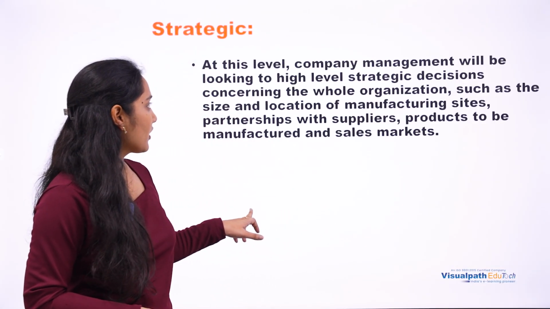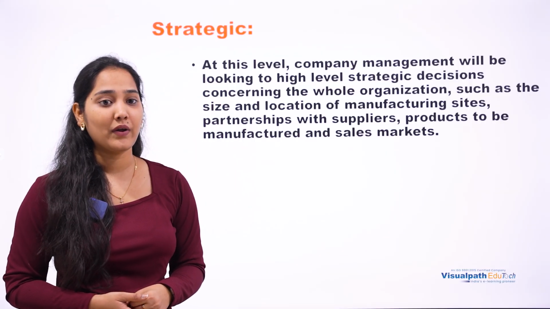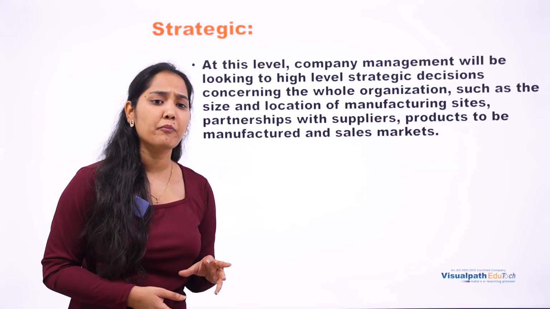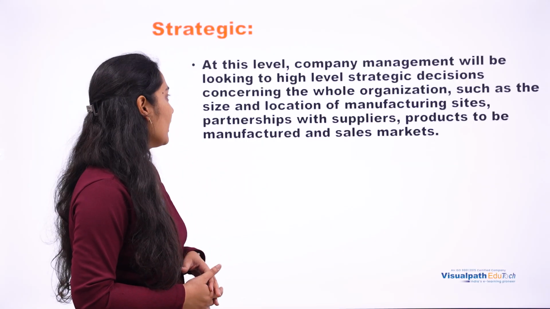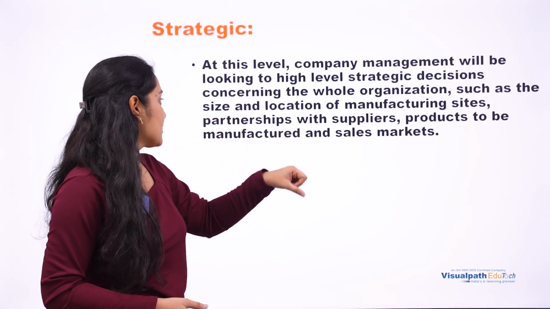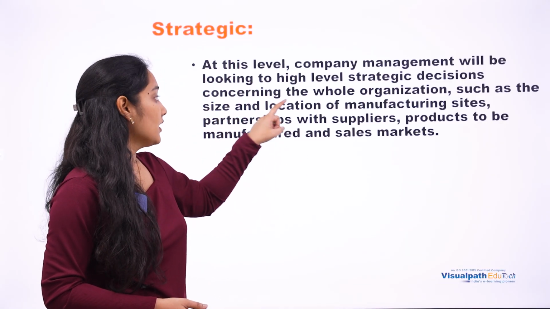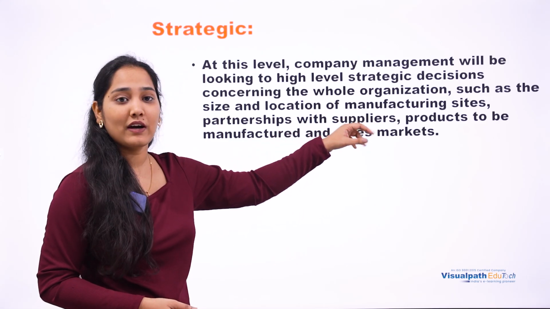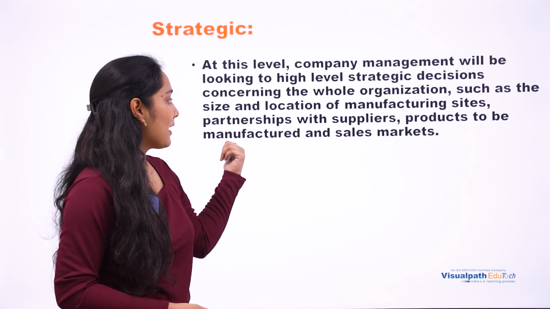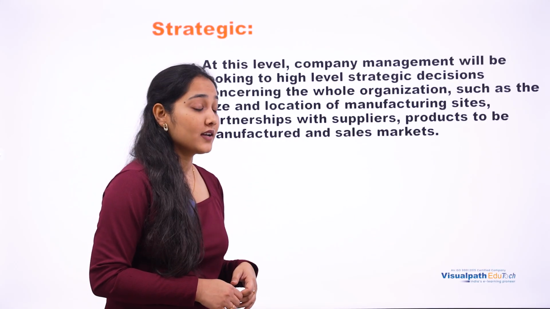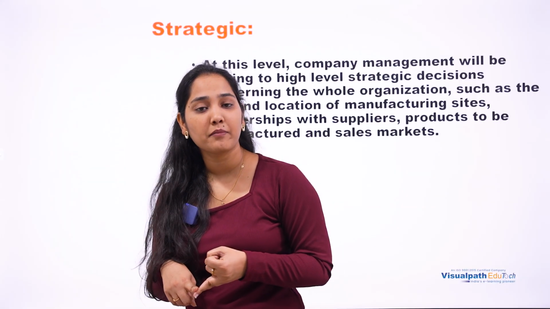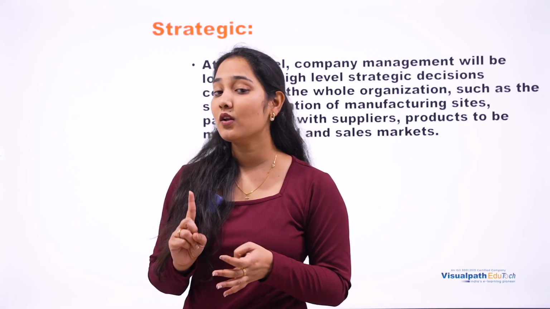Let's talk about the strategic level. When we talk about the strategic level, a company's strategies are very important in producing a product, right? The whole organization will follow certain strategies depending upon the size, the location and manufacturing sites, partnership with suppliers, products to be manufactured, and sales markets. So sales markets are important, what product needs to be produced is important, and also the size and the location.